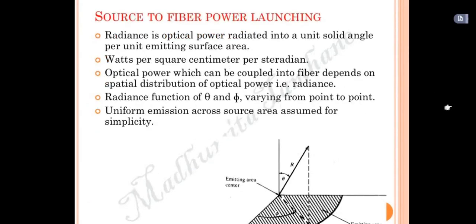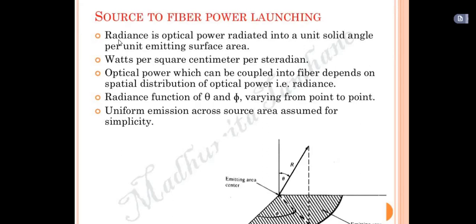So what is source to fiber power launching, students? How do we get that? As you can see in the pattern, I have shown a brief pattern here. What is the pattern showing? See here, this is my radius, right? Radius of curvature. Similarly, I have an emitting area center. From this emitter, light is emitted. So what exactly am I saying? Source to fiber power launching.